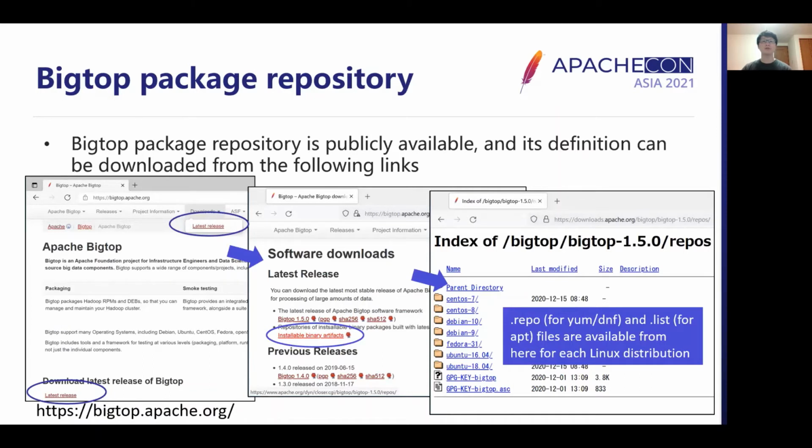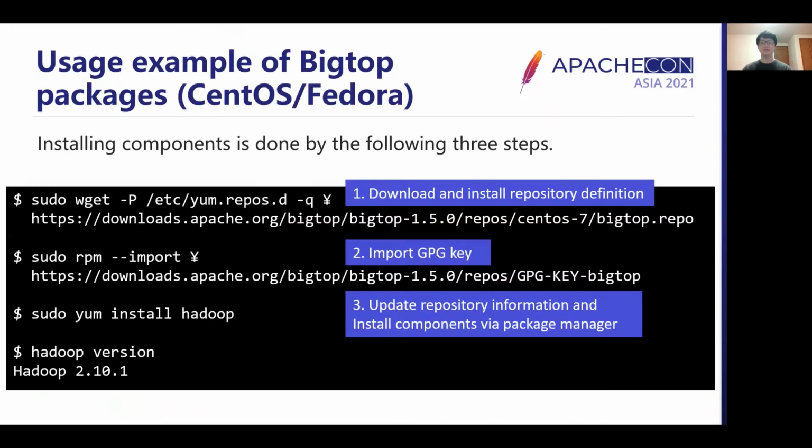Bigtop is publishing its repository on the internet, so you can use it freely. Repository definitions, such as .repo or .list files, are available from the ASF download site. I'll show you an example usage in the next slide. Installing the repository definition and then installing components from that repository are easily done in 3 steps. Here's an example for CentOS and Fedora.